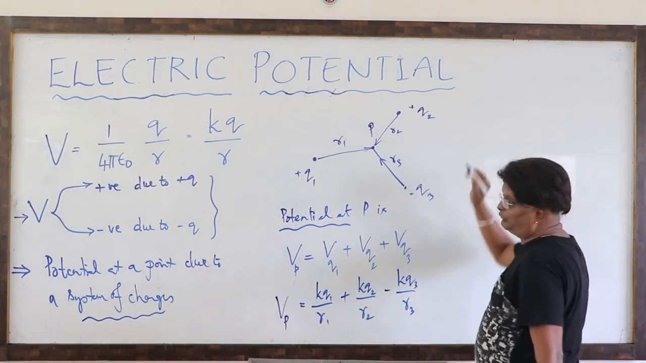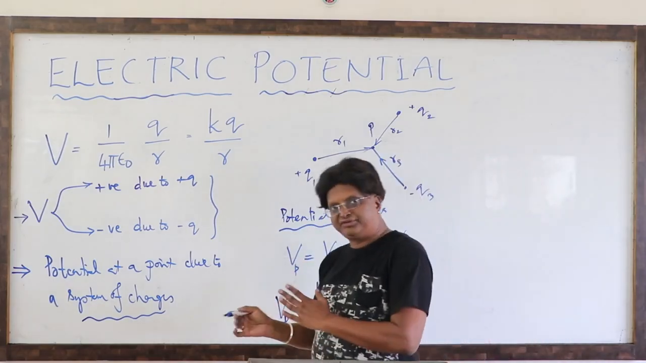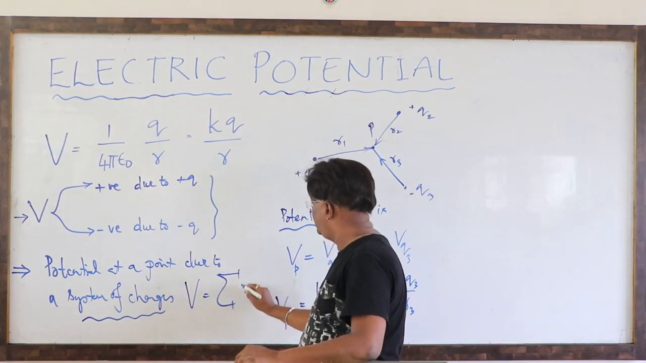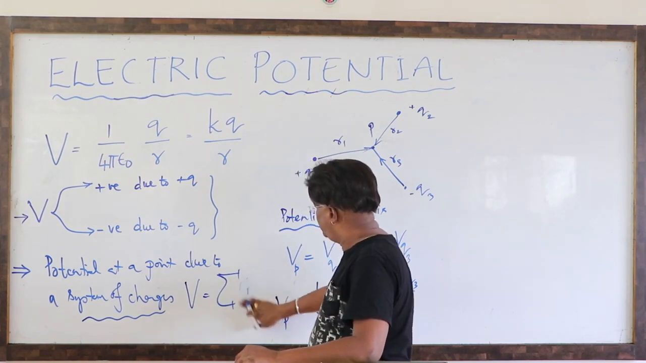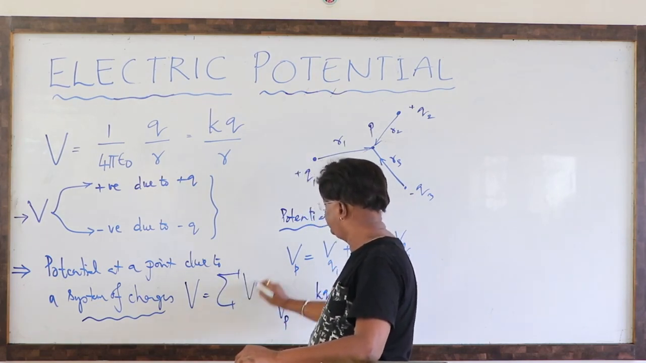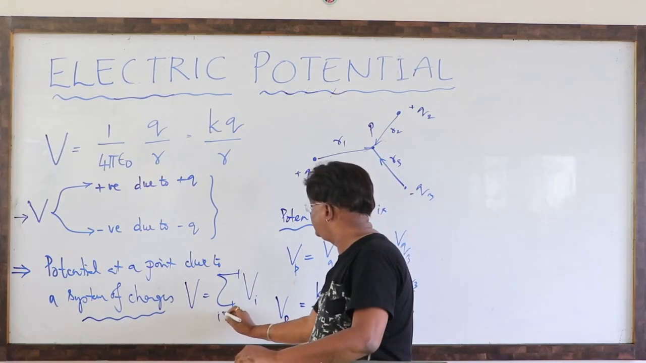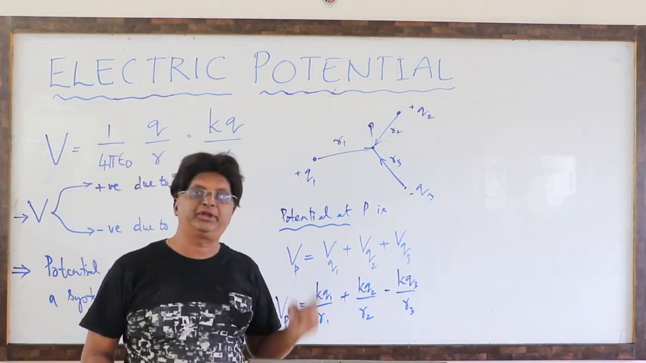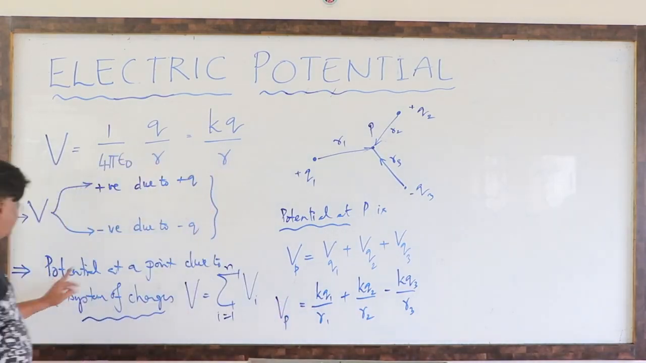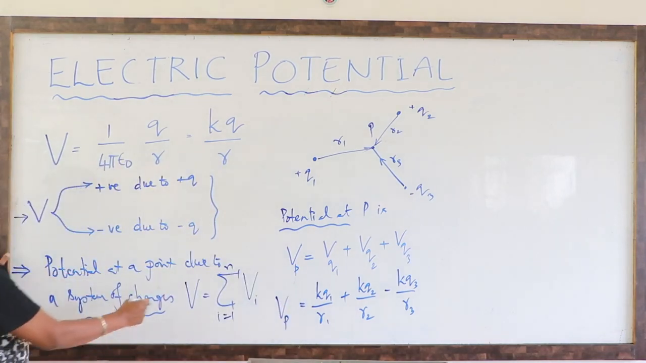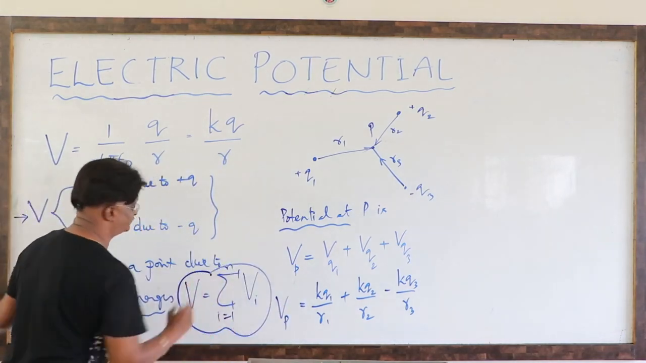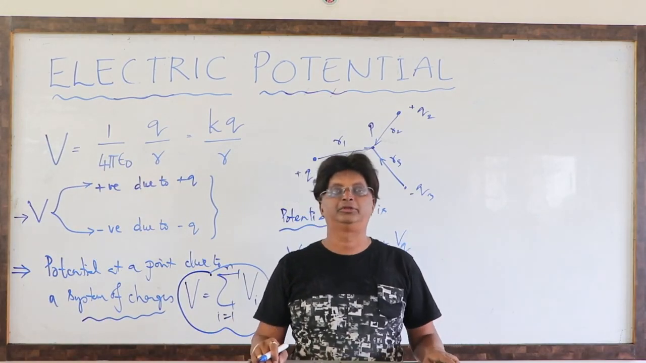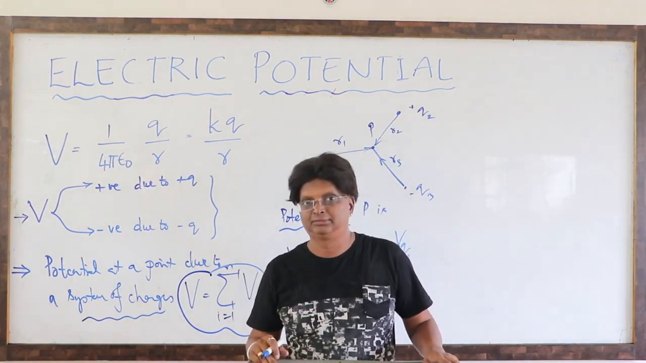And therefore, for any group of charges, as a generalization, V is equal to sigma Vi. Sigma means summation, the algebraic summation. In fact, this is Vi, i equal to 1 to n, algebraic addition. In the case of field, we said vector addition. Here, potential at a point due to a system of charges, this expression you write in English as well. That is, it is equal to the algebraic sum of the individual potentials caused by different charges.